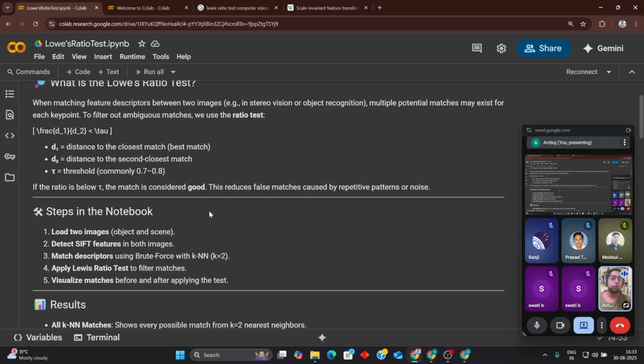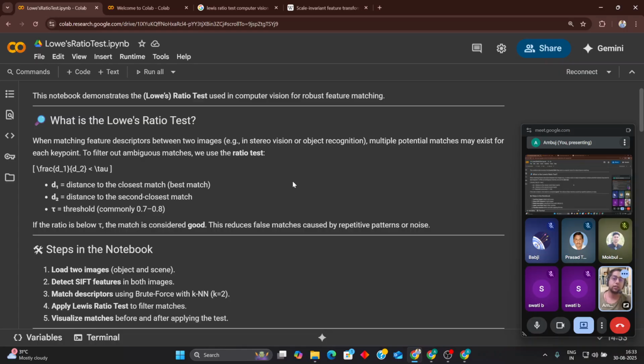Whether it is stereo vision, computer vision, object detection, or edge detection, this tau has been approximated as 0.7 to 0.8. If you want your key points or feature descriptors to be fewer, then you need to increase this threshold. Increasing this threshold to 0.9 will further reduce the number of the closest matches.